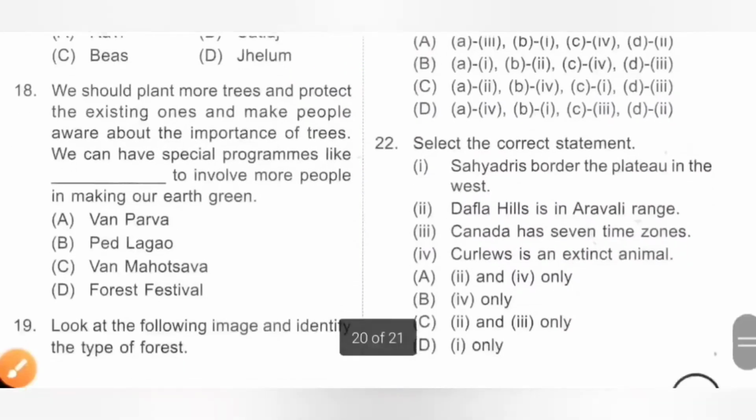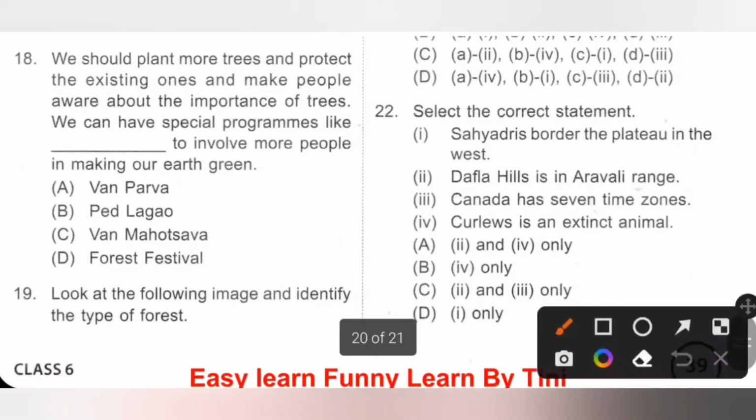Option D. 18th, we should plant more trees and protect the existing ones and make people aware about the importance of trees. We can have special programs like dash to involve more people in making our earth green. A. Van Parva. B. Pet Logo. C. Van Mahotsav. D. Forest Festival. So we can have special programs like Van Mahotsav to involve more people in making our earth green. So option C is the correct answer.